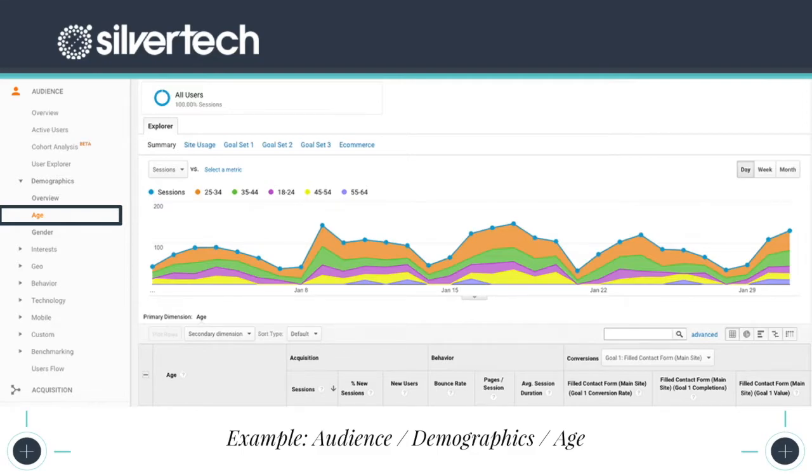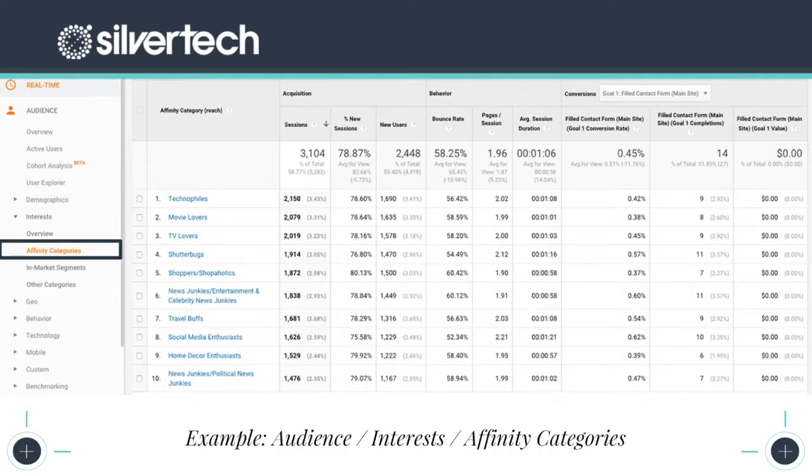And as you mentioned, here are the affinity categories, and you'll find this under audience, interests. Sam, can you tell us a bit more about what we're looking at here? Yes. So the affinity category is interesting. Google basically trails everyone around the internet and categorizes visitors based on the types of websites that they visit. So what you're looking at here is actually SilverTech's affinity categories.